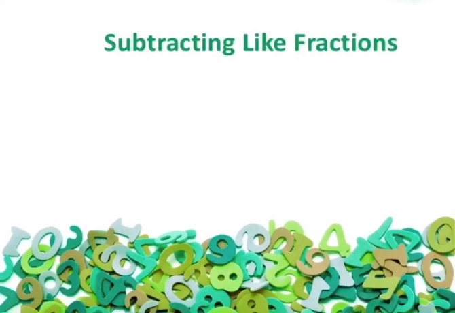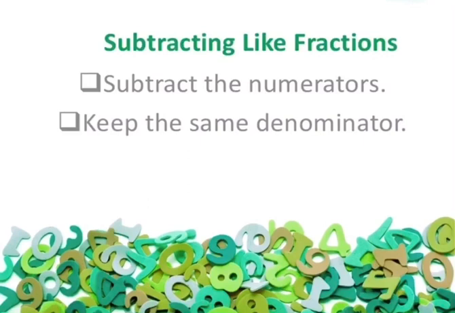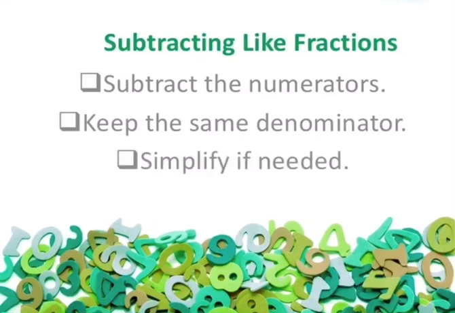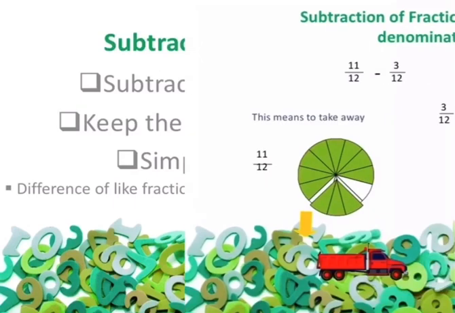Okay, so now subtracting like fractions. How can we subtract like fractions? Remember, this rule will remain the same, just we have to do the difference. We have to subtract the numerators, as in addition we add the numerators. In this we will subtract the numerators and keep the denominator the same and then simplify. So the rule is: the difference of like fractions is equal to the difference of their numerators upon the common denominator. The denominator will not be changed.